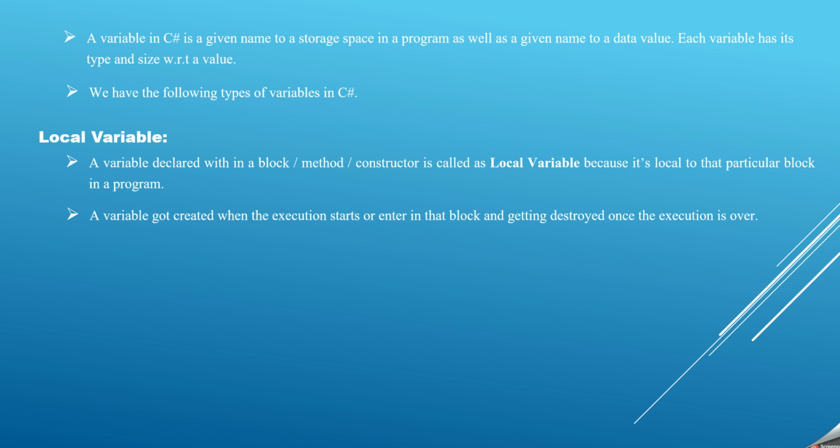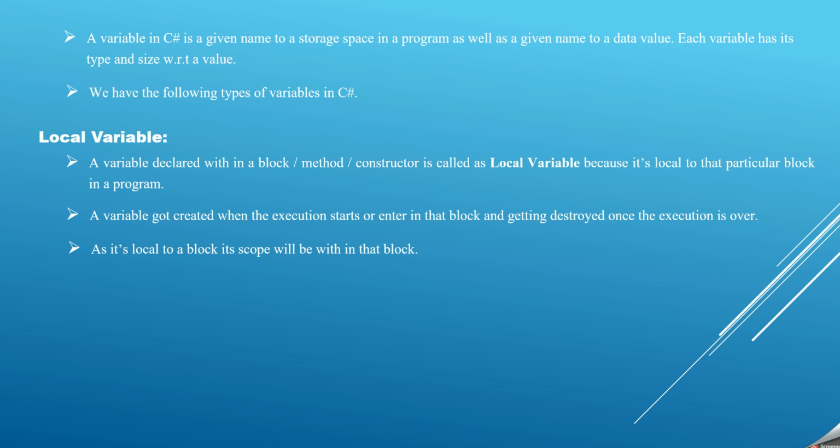How does it get created and executed? A variable gets created when the execution starts. Let's suppose there is a method A, and when method A is called by a particular execution step, the variable gets created in memory, and once the block execution ends, the variable is also destroyed by the garbage collector. As it is local to a block, its scope will be within that block. A variable which is declared inside a block will only be available to that block. It won't be accessible outside of the block.